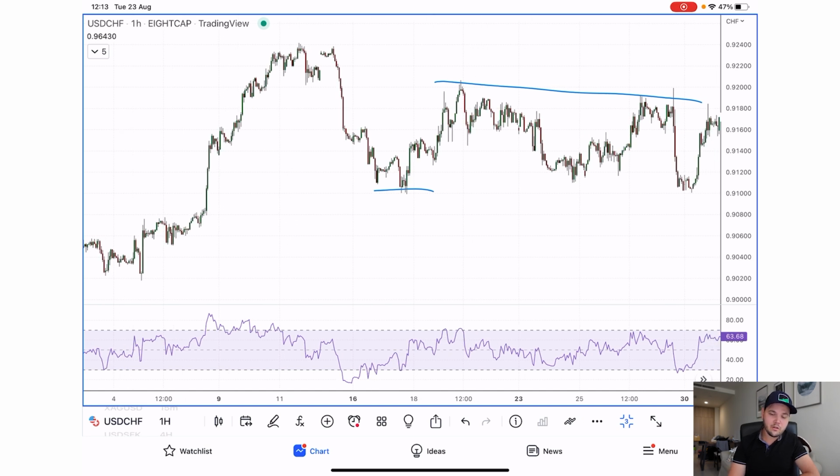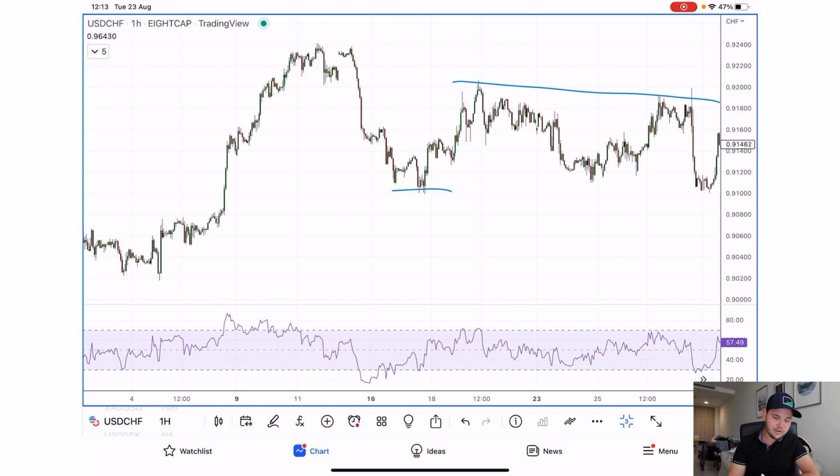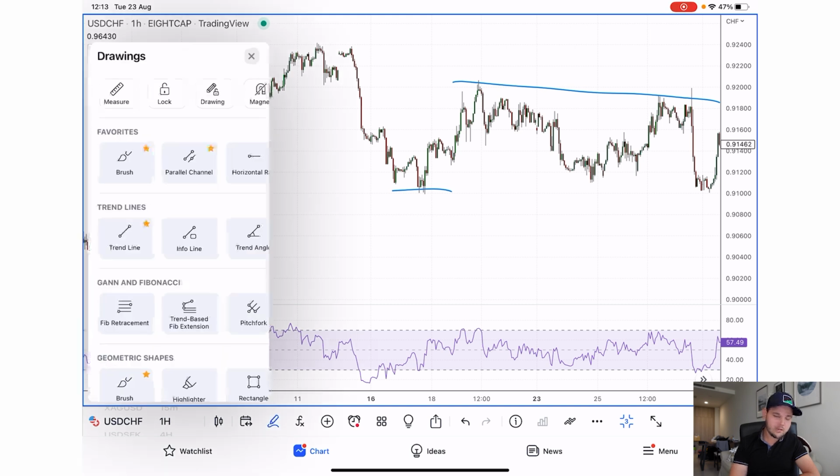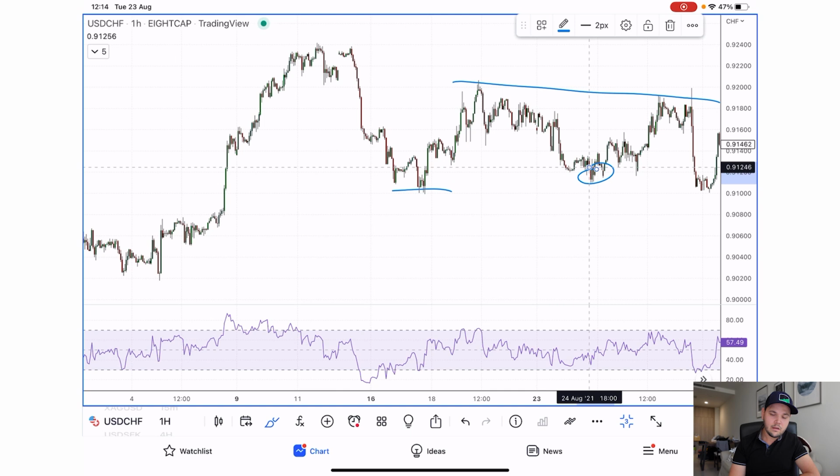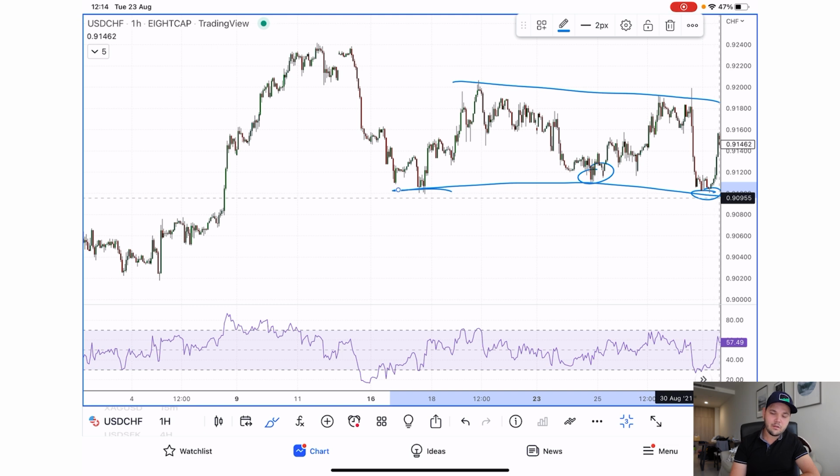So we touch it over here. Okay, so we're still within the range when price touches here. And then we go back to here. So we're kind of going back to our same level here. Okay, this is pretty much the same area here.